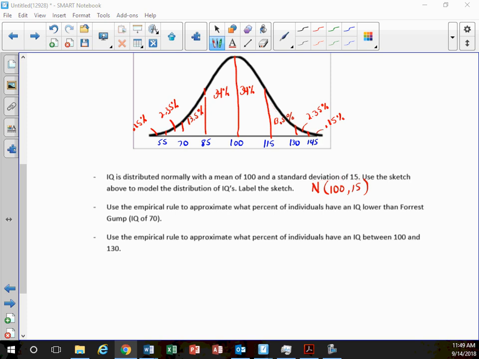All right, guys, so what percent of individuals have an IQ lower than Forrest Gump? 2.5% of people more stupid than, Hey, Becca, it's just... sorry, 2.5%. Maybe I'm more stupid than saying that. All right.